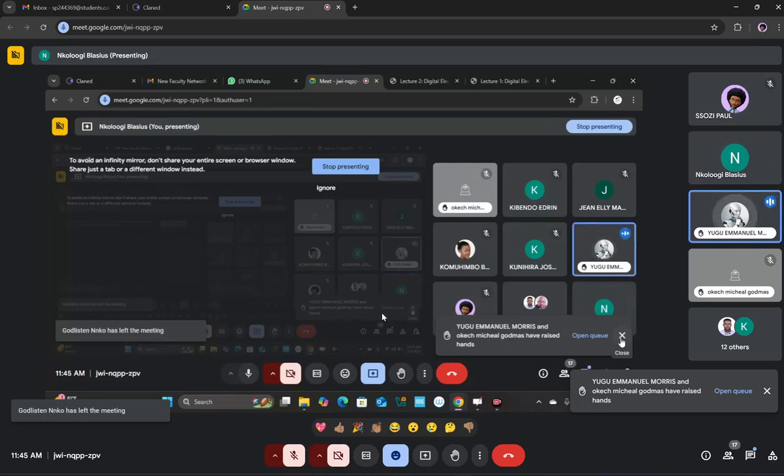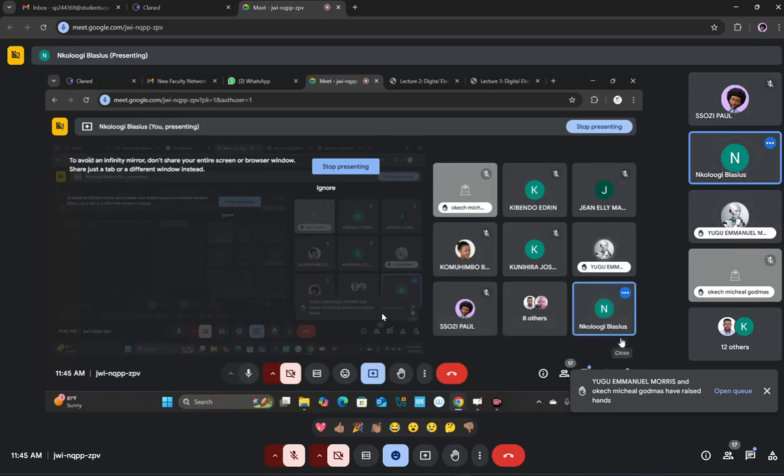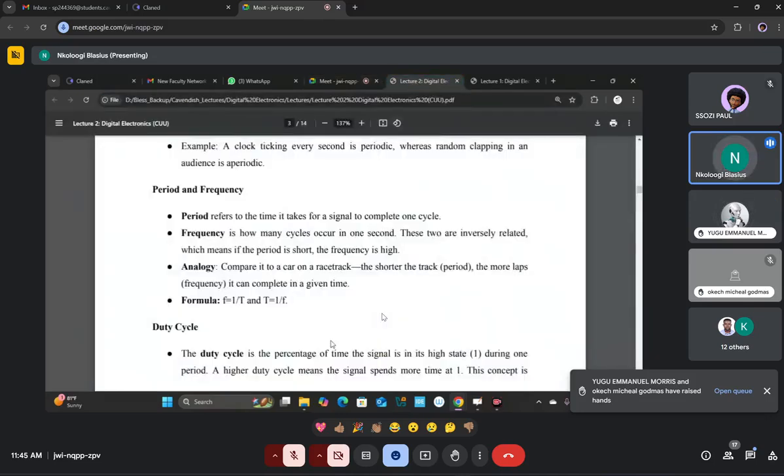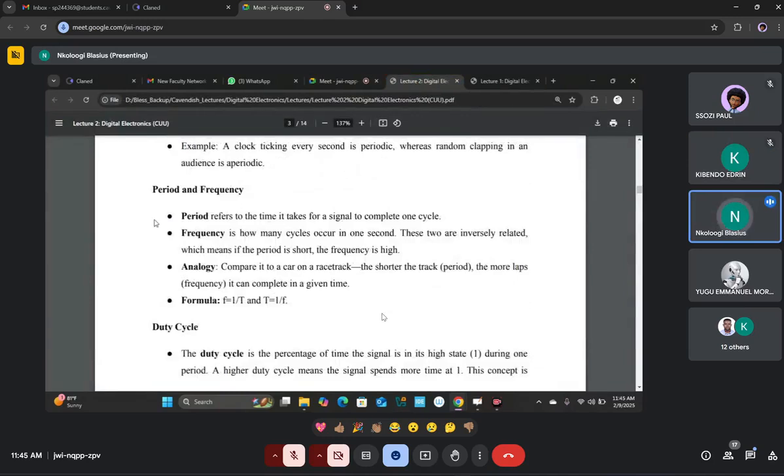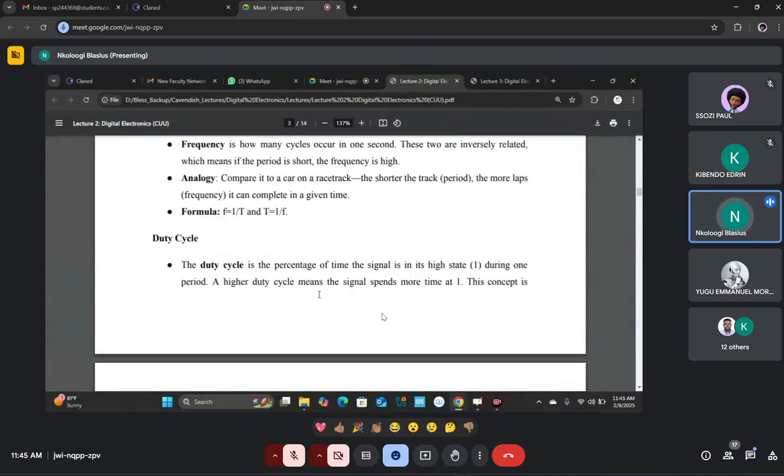Does it mean the time taken to complete one cycle? Exactly, it is the time, 1 second, that we get to complete the one cycle. Yes, true. Okay, so that's the whole idea about the period and frequency.